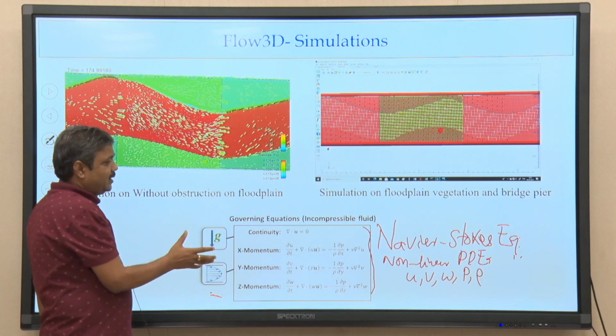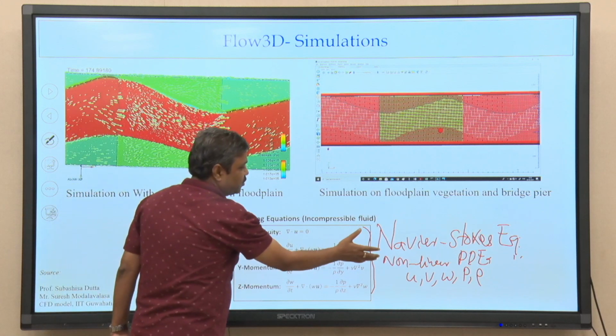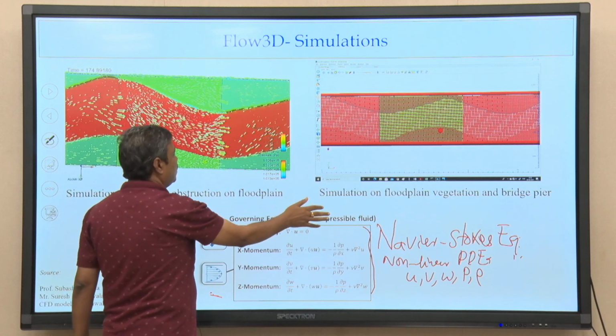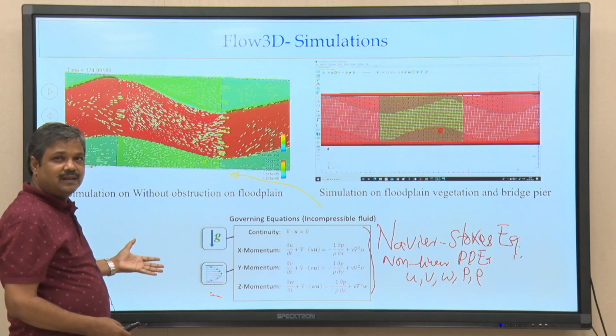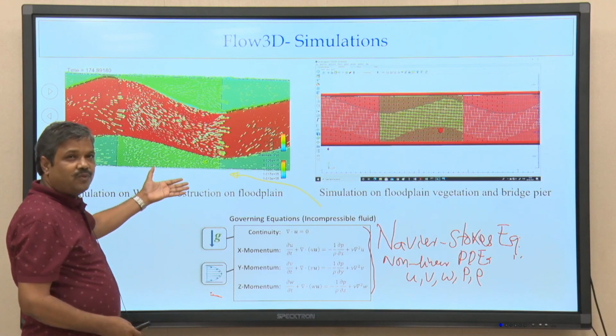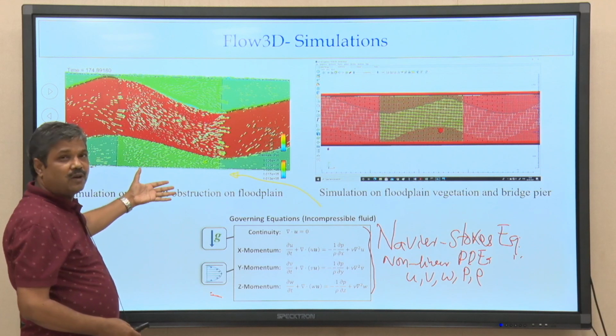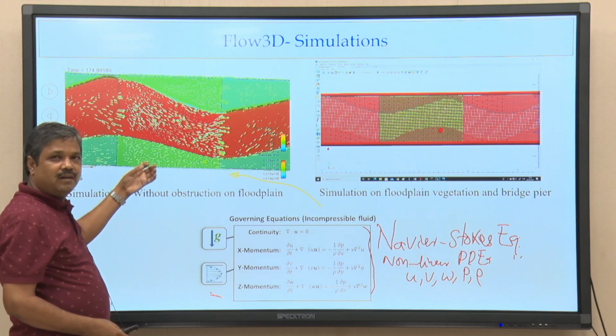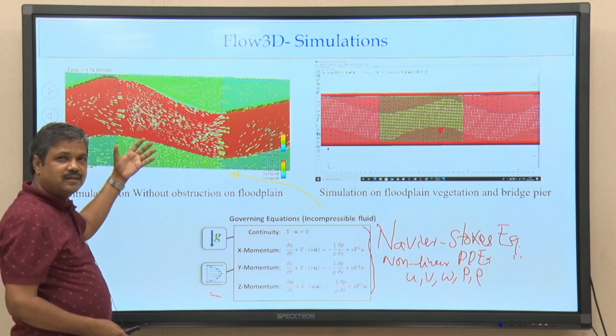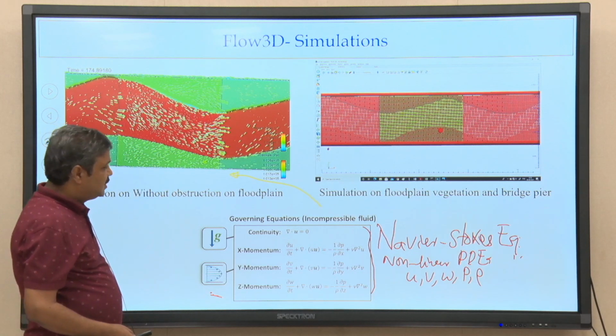So, if you look at that, the solution of Navier-Stokes equations gives us approximate solutions of these problems. That is what is possible today. That is what has happened in the last 3 decades. Computational fluid dynamics is a major tool for us to solve many real-life fluid structure and environmental problems.